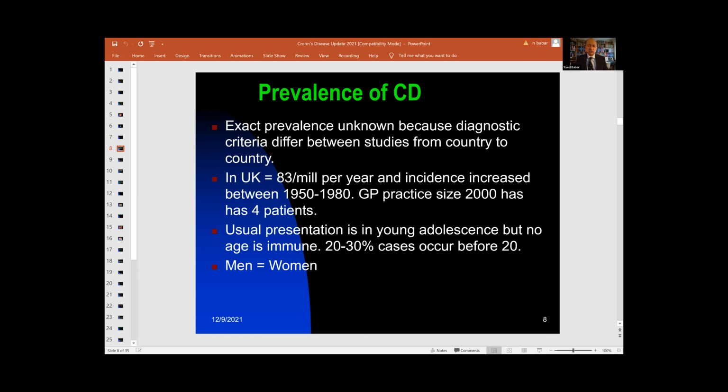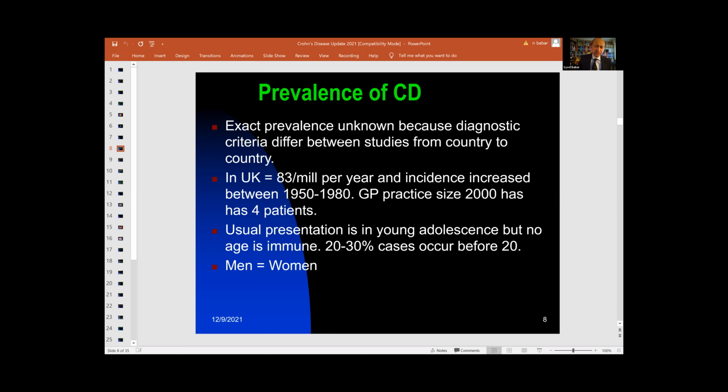So talking about the prevalence, it is virtually difficult to come to an exact number. The reason is that different countries have different diagnostic criteria for diagnosis of Crohn's disease. And if the diagnosis cannot be made equally in various countries, then the prevalence rate would not be calculable.